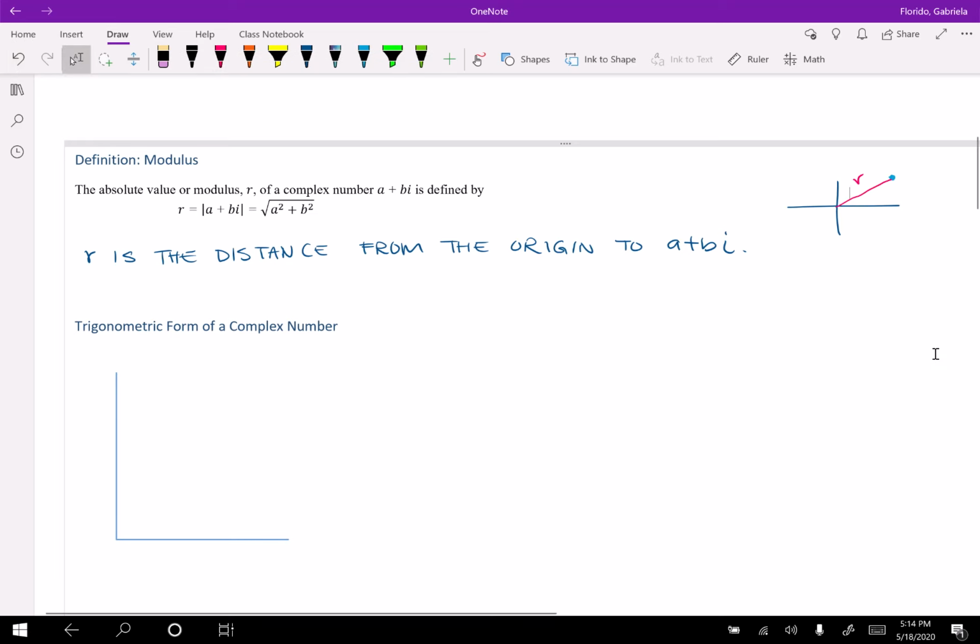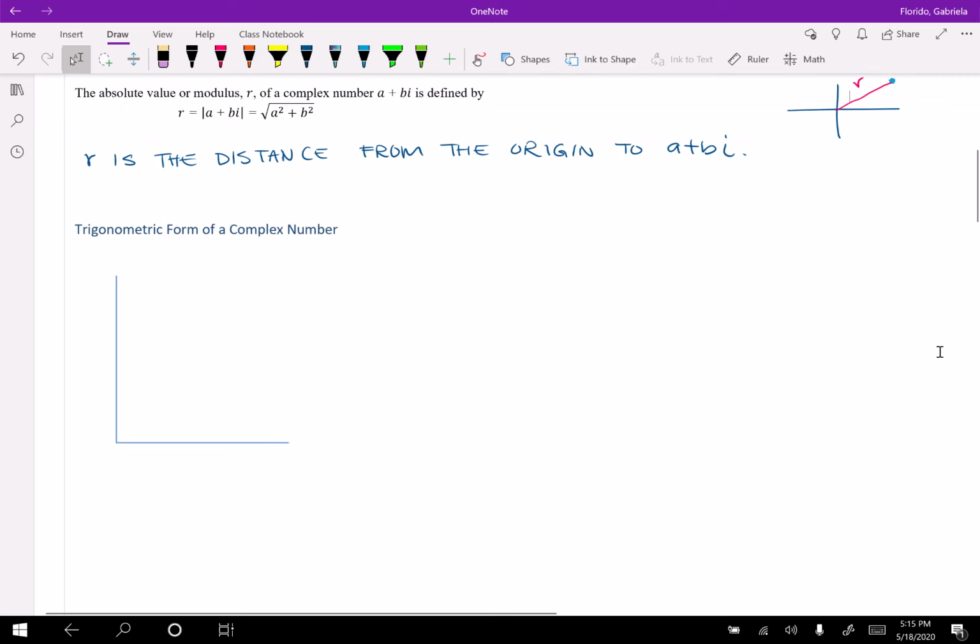So why would we need the modulus? We're going to talk about how to actually write a complex number in trigonometric form. Notice that it has trigonometric in the name, so that means we're going to have to use some sort of trig functions here. We're going to be converting a complex number in terms of trig functions, and so we do need to talk a little bit about the modulus.